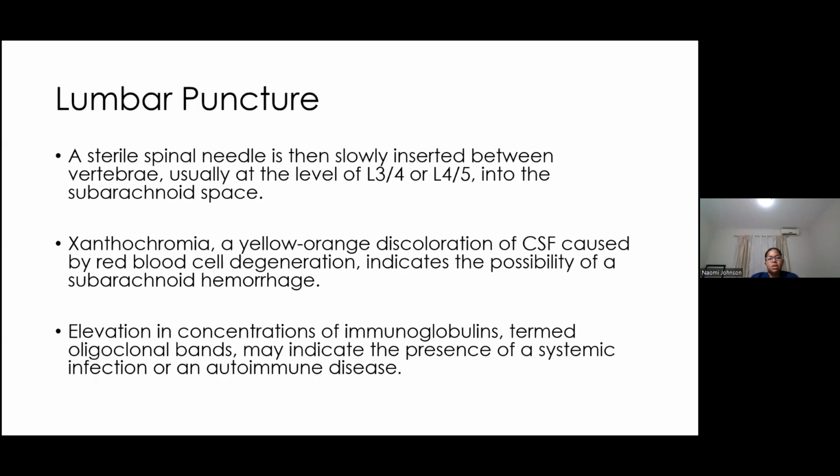We're going to touch a little bit on lumbar puncture. We are all aware of the procedure. It's a sterile spinal needle that's inserted at the level of L3, L4 into the subarachnoid space to obtain CSF. Xanthochromia, as I mentioned earlier, is a yellow-orange discoloration of the CSF caused by the breakdown of red blood cells, usually indicative of a subarachnoid hemorrhage. Elevated concentrations of immunoglobulins and oligoclonal bands may indicate systemic infection or an autoimmune disease.